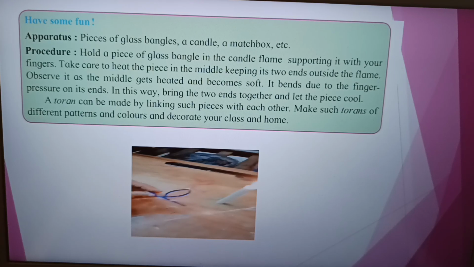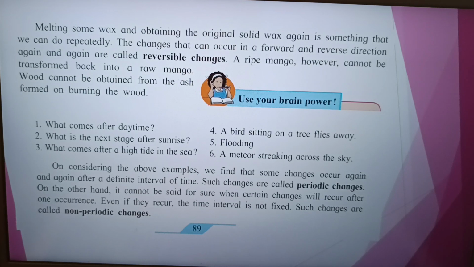Okay, so hope you will try this experiment in your house, or in the school, if the teacher is allowing you to do this. Okay, let's quickly see the next topic of this chapter.